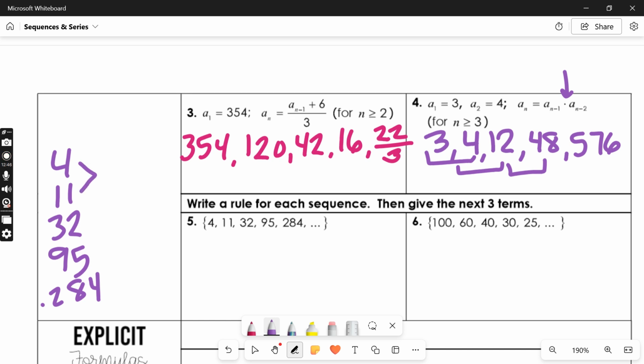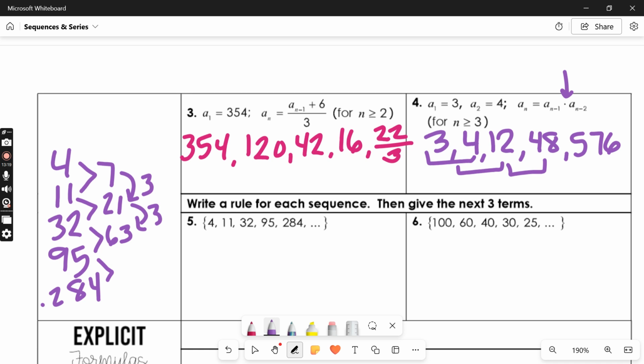So from 4 to 11, I added 7. Here I added 21. And then 63. I'm not even worried about that. Notice what's happening here. This is multiplying by 3 each time.